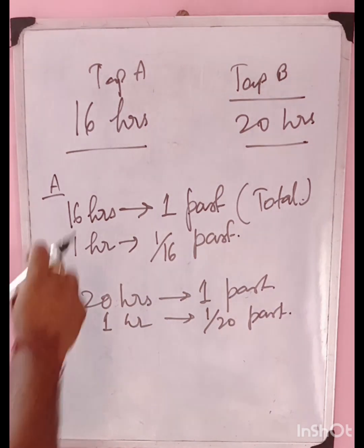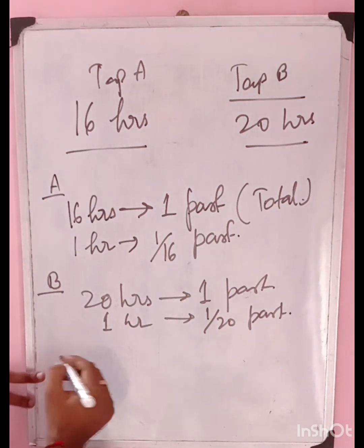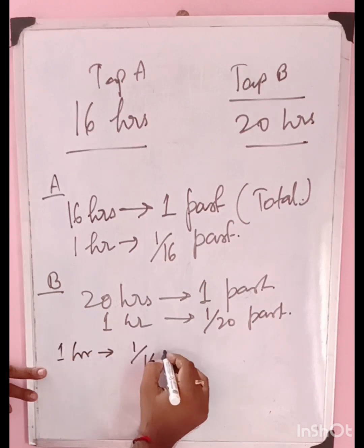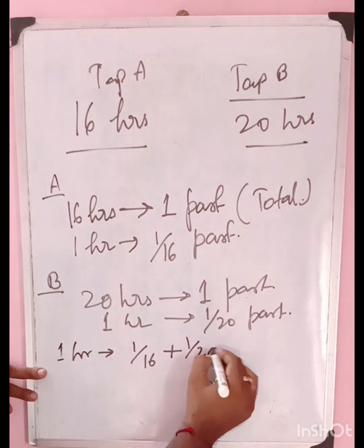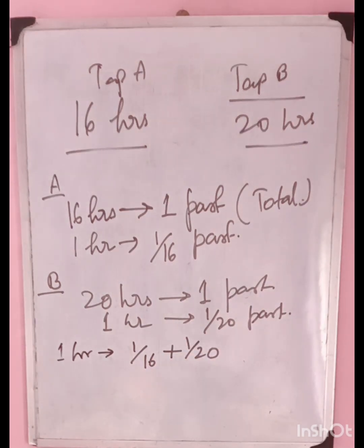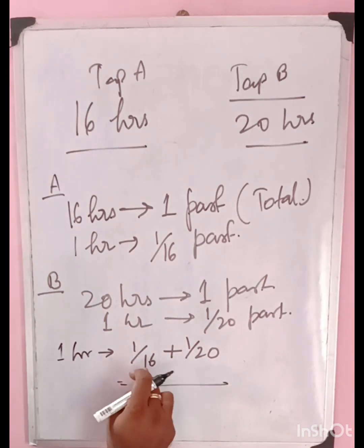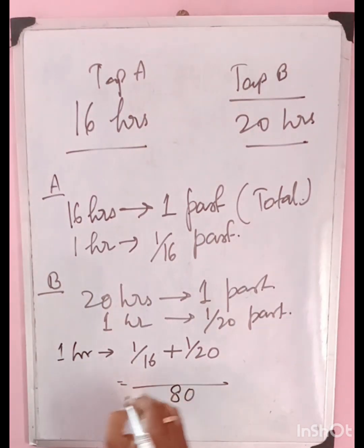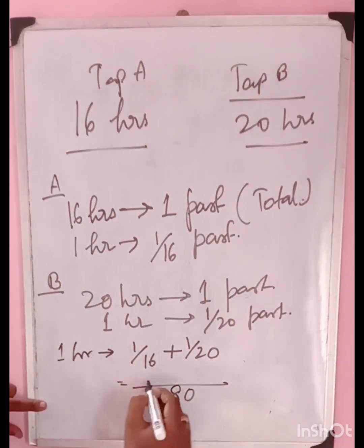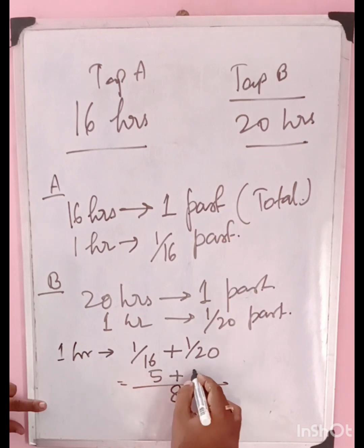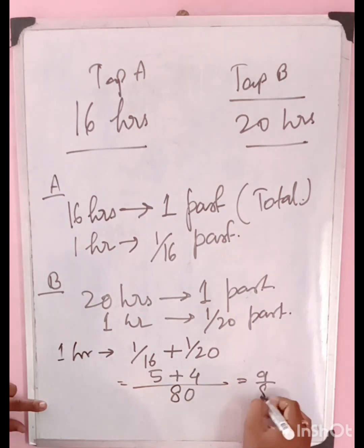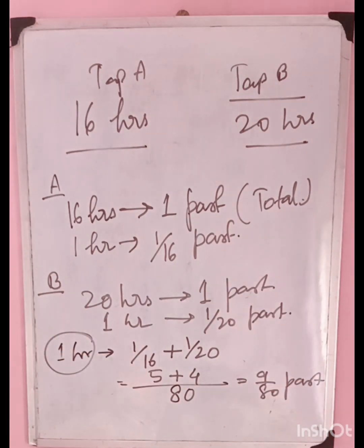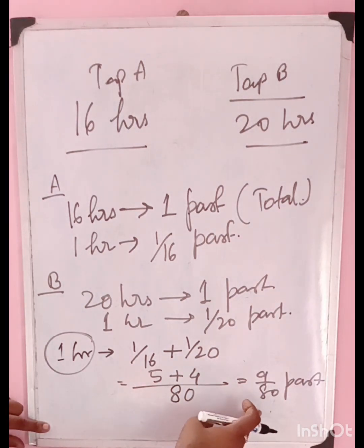Now when these two taps are open together, then in 1 hour they will fill 1 by 16 part plus 1 by 20 part. So the LCM of 16 and 20, you can do it. This is 80. So 16 fives are 80, 20 fours are 80. 9 by 80 part. So in 1 hour, it fills 9 by 80 part.